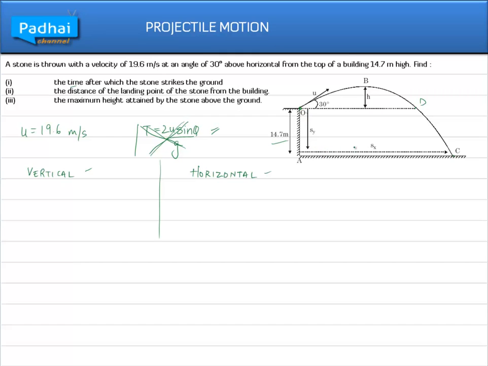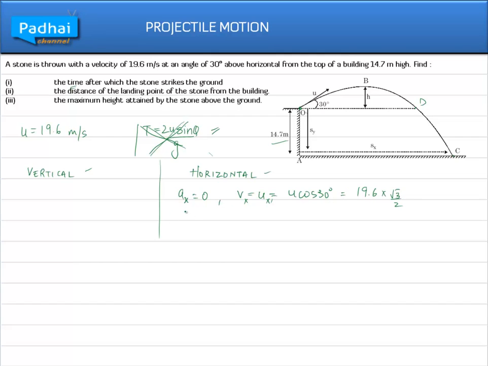If we see over here, we have to calculate the time. For horizontal, we know that a_x is 0. So that means the only equation that we can use is v is equal to u. That means the horizontal velocity will remain the same, which will be equal to u cos 30 degree. This will be equal to v_x, so this will be equal to u_x, which is u cos 30, or 19.6 into cos 30. Cos 30 is what? Root 3 by 2. So this will remain the same.